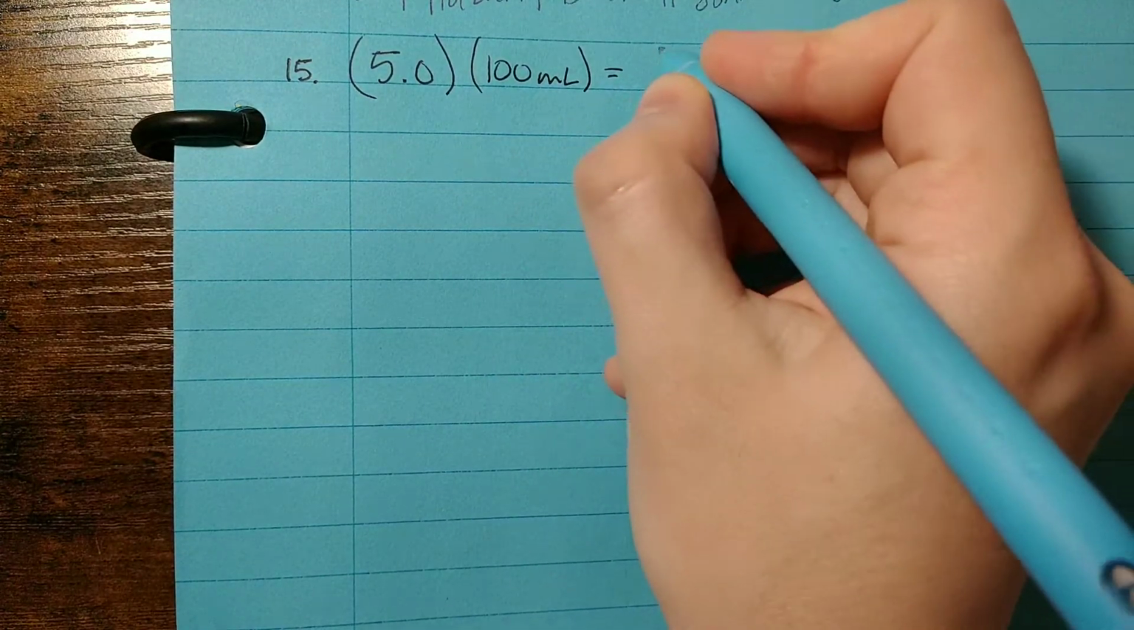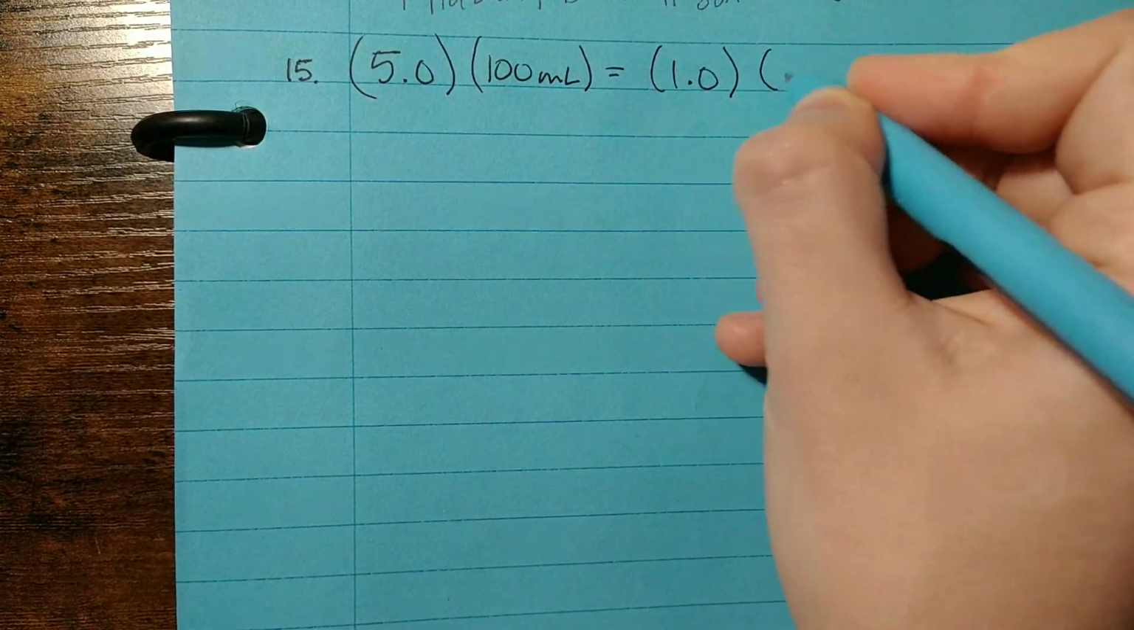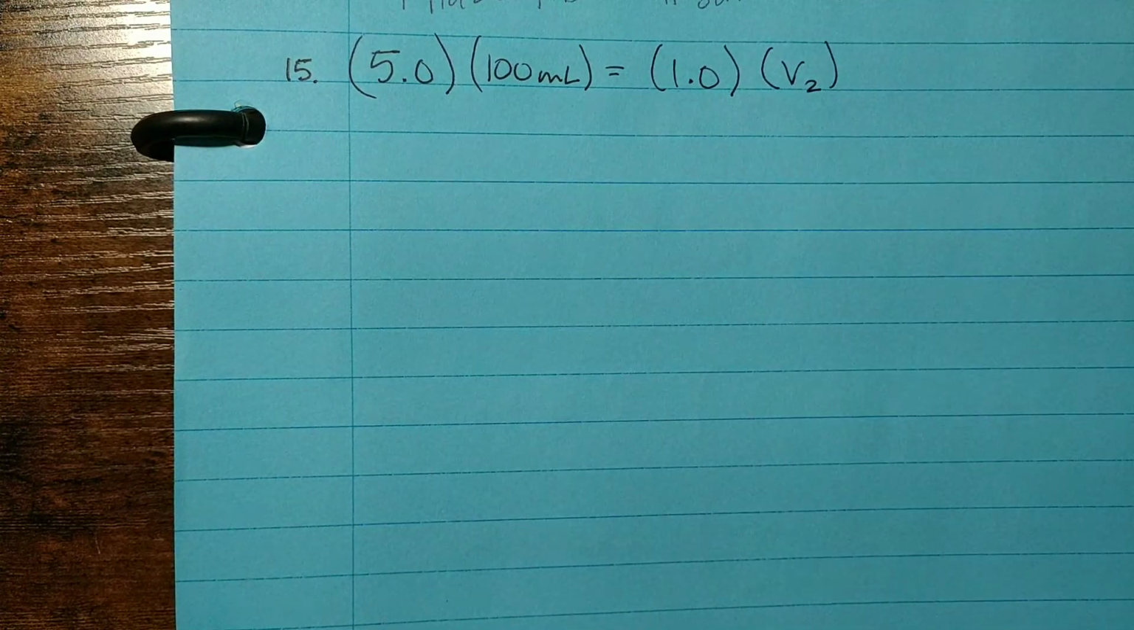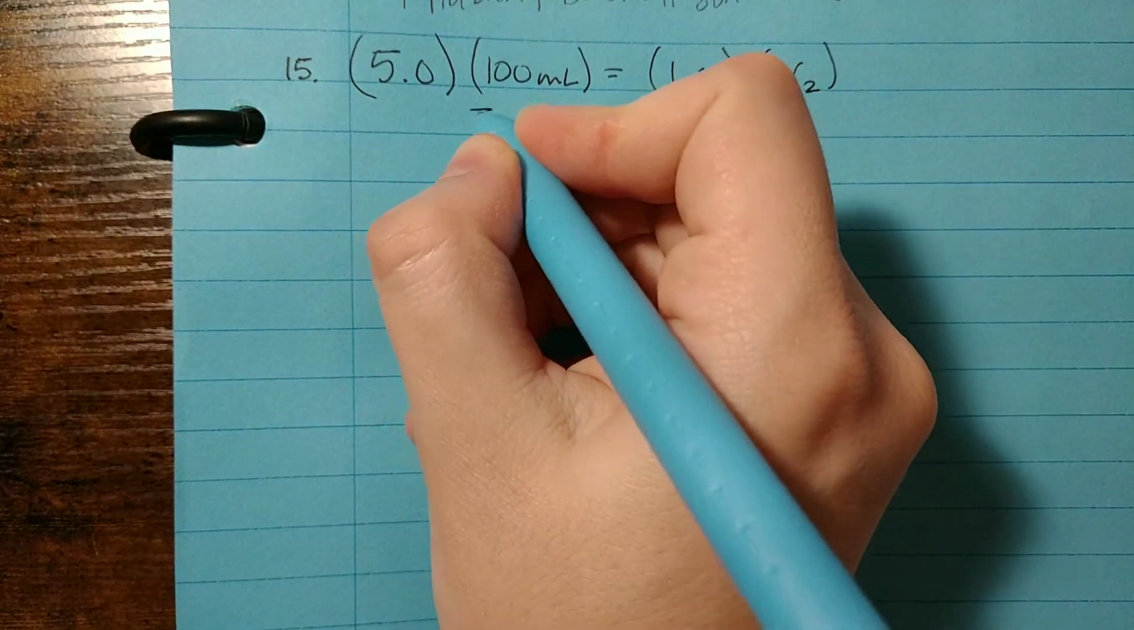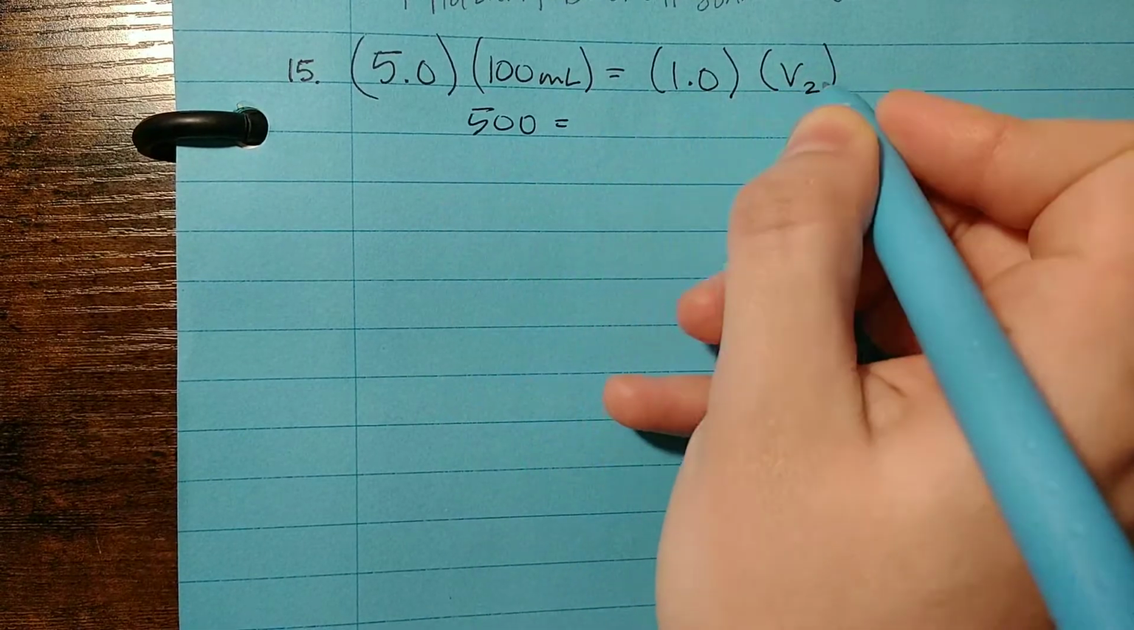Equals, and we want to get down to a 1.0 molarity, and we have to figure out how much water we need to add. So 5 times 100 is 500. 1 times V is V.